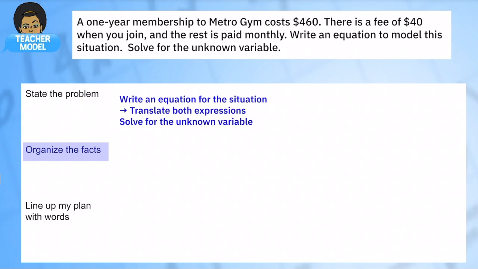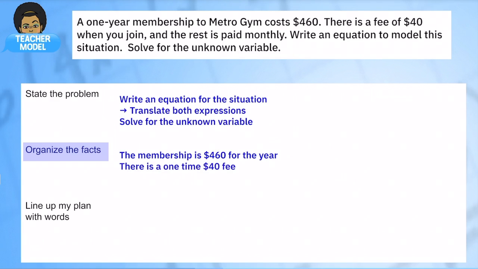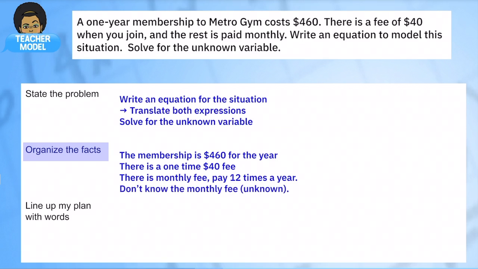Let's look at the facts of the problem. We know that the membership is $460 for the entire year, which includes the one-time fee of $40 and the monthly fee, meaning I'm paying the same amount every single month for 12 months. And we don't know what that is. So there it is, that is our unknown.